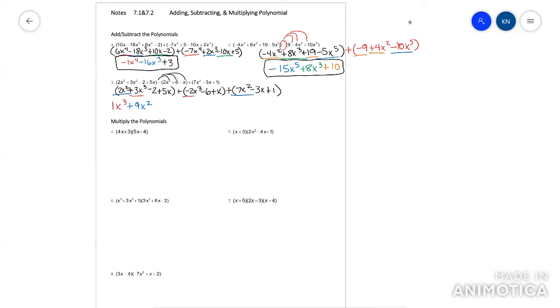Then I go to my x's. I've got 5x plus x minus 3x. So 5x plus x makes 6x. Then minus this 3x makes 3x. So plus 3x. And then the numbers, I've got minus 2, minus 6, plus 1. Well, minus 2 plus minus 6 makes minus 8, plus 1 makes minus 7. So that would be my answer.